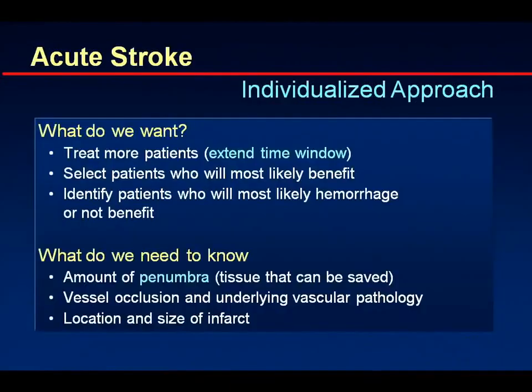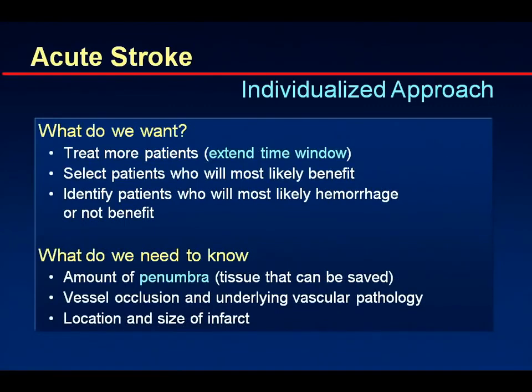We've seen that. Now, what do we actually want? What we want is to treat more patients, which means extend the time window. And also we would like to select beforehand those patients who are likely to benefit from our treatment, and not treat those patients that will probably bleed or will not benefit from our treatment. And the crucial factor that we need to know is called penumbra. It's the tissue that can be saved.